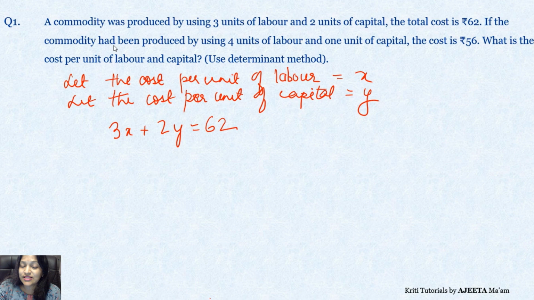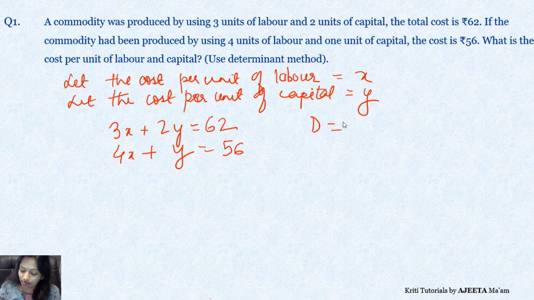Now the next line says the commodity had been produced by using 4 units of labor and 1 unit of capital. Then it is costing 56. So we have to find the cost per unit of labor and capital. And here we have written determinant method, which means Cramer's rule. Now let's make D. Right? So again, for framing the equations, you get 1, 1.5 marks, depending on the question.